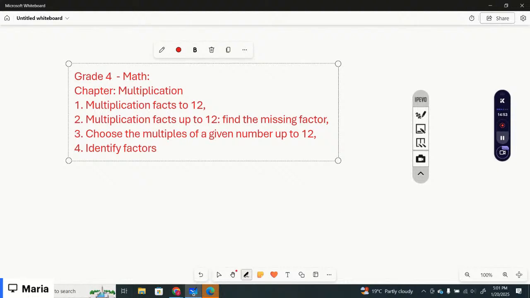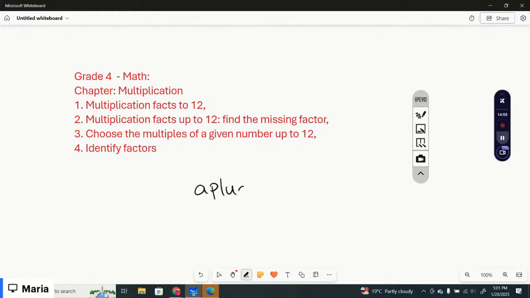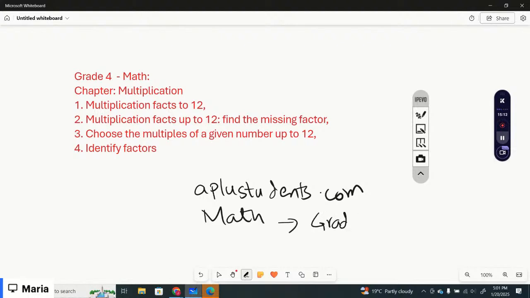You can find all the lessons on aplusstudents.com. You have to log in there using your email address and password as provided by the administrator. Then you have to select math from the subject tab. Scroll down to grade 4 math and then click on view all lessons.